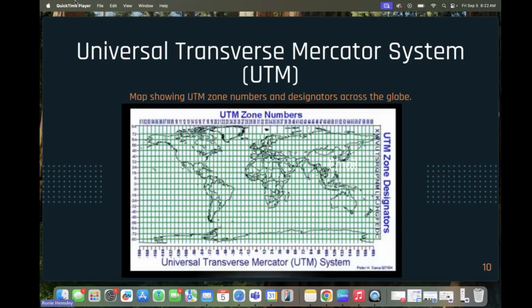Looking at the map, you can see that much of the United States falls into zones 10 through 19. Europe is primarily covered by zones 28 through 35. Australia lies mostly within zones 49 through 56 in the southern hemisphere, and Africa stretches across a wide range, from zone 29 in the west to zone 38 in the east. By combining the zone number with a hemisphere designation, UTM gives us a precise way to reference locations anywhere on the globe. This system is especially valuable because it uses the Cartesian grid approach we just looked at, making coordinates easy to measure and work with in meters instead of degrees.